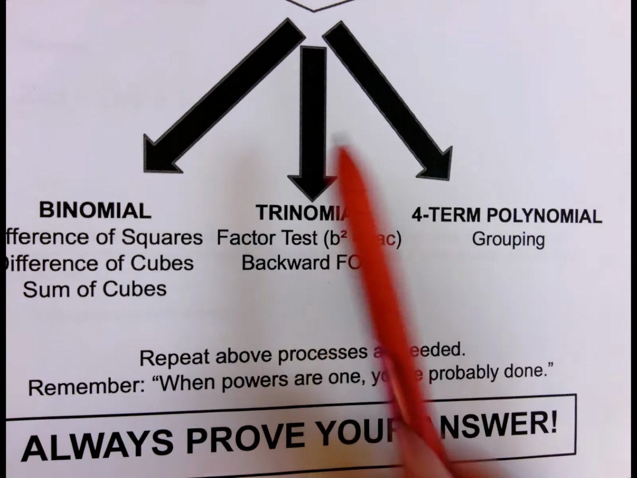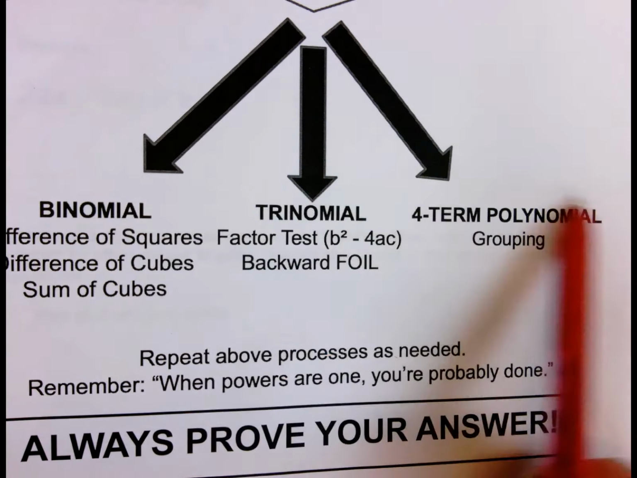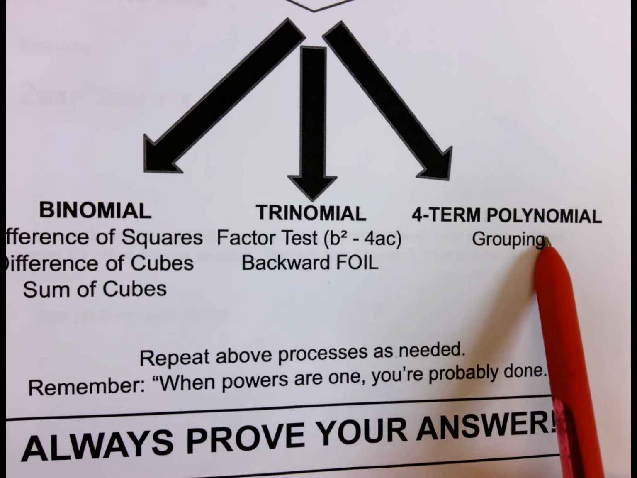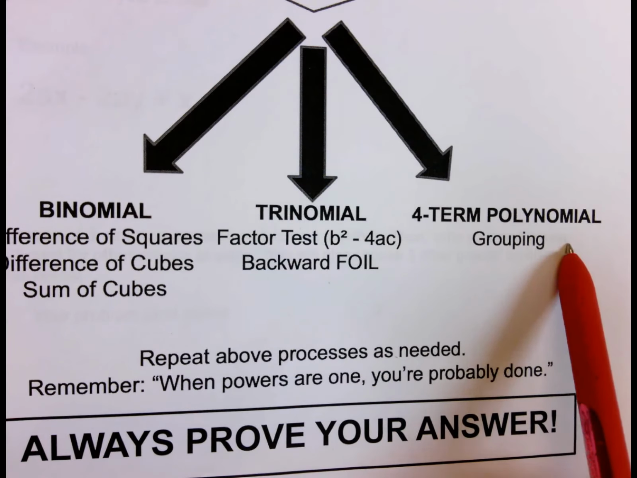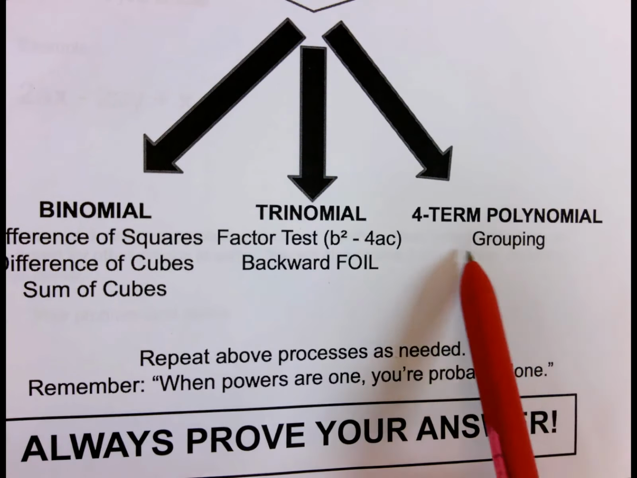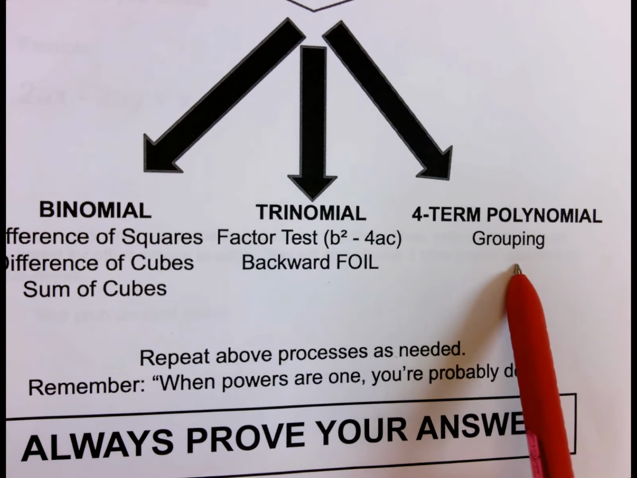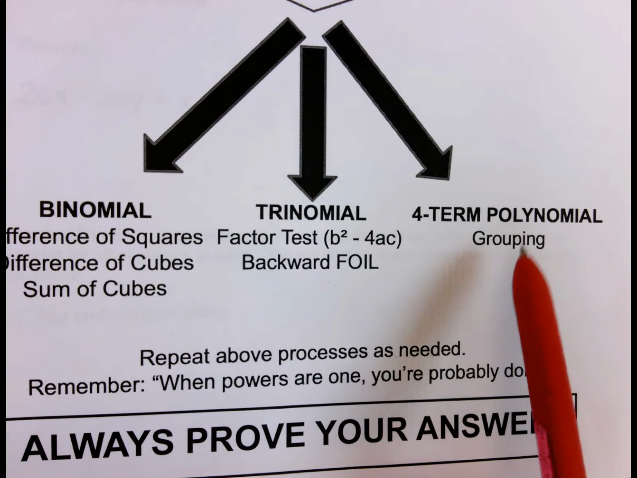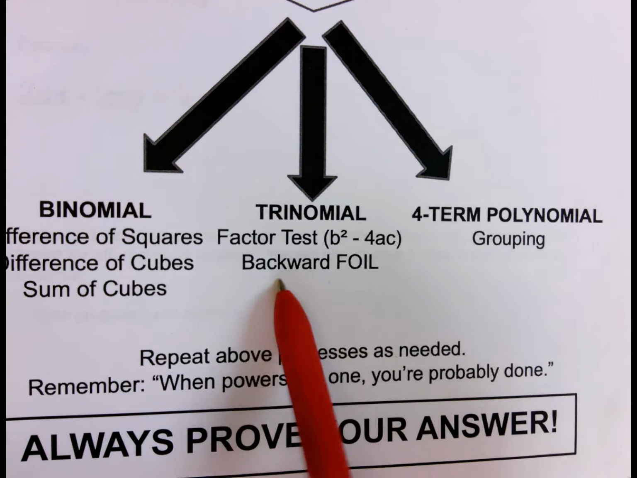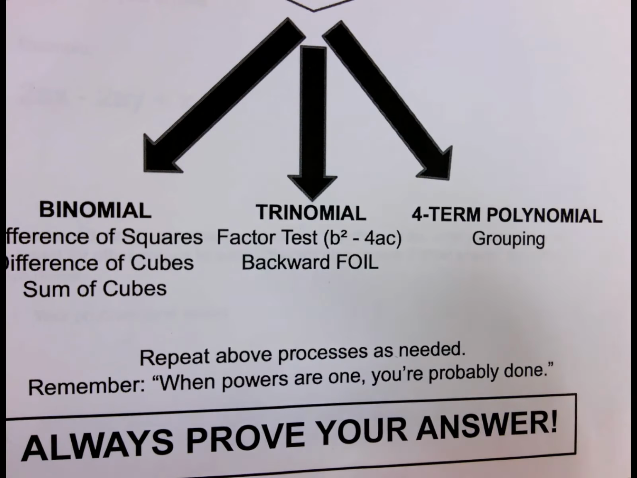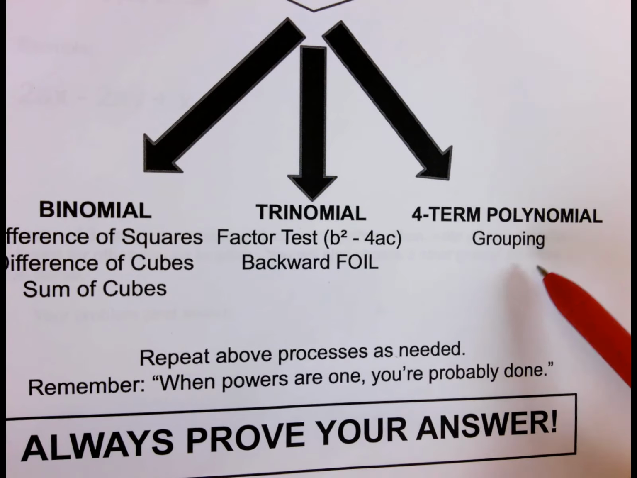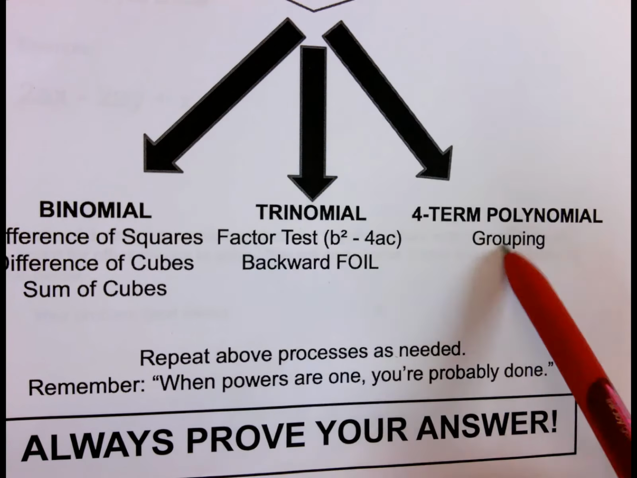Now, the last section of what we need to do is a four-term polynomial. What happens when you have something that has four terms and we need to factor it? So what we're going to use is a grouping method. And the good thing about this one is that the grouping method is just a section of what we already learned for backwards FOIL. So there's nothing new here to learn. We just have to use it for what we're doing. Okay? So this will complete our map.